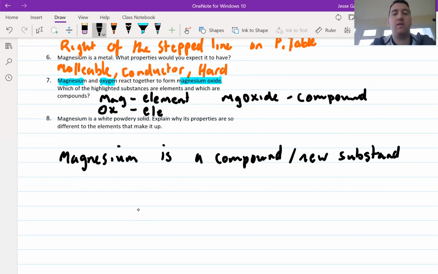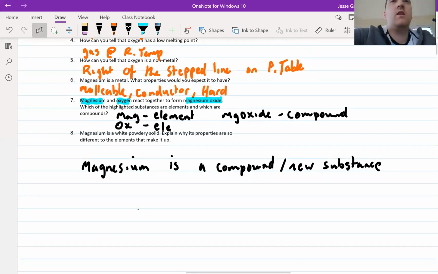Compounds do not always have the exact same properties as the elements that make them up, as we've seen here. So that was magnesium oxide, with very different properties to the elements that made it up. So that is the reason why. Its properties are so different because it's a compound, a chemically combined mixture of the two. And compounds do not always have the same properties as the elements that make them up. All right. Let's take a look at another example now.